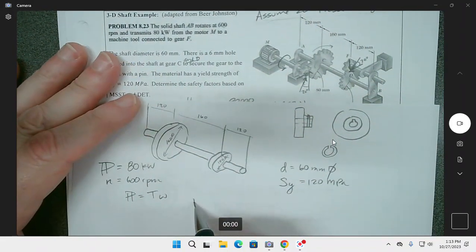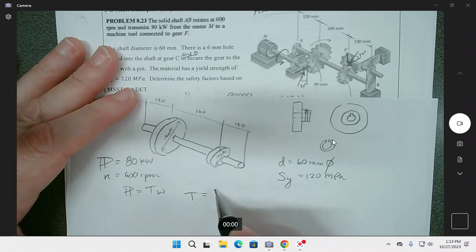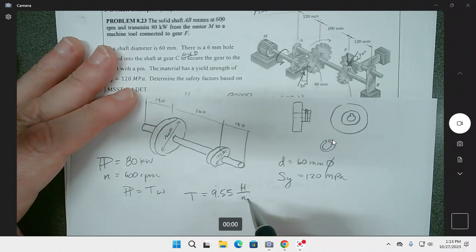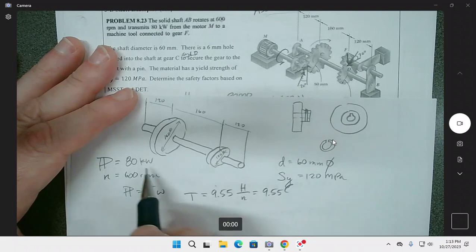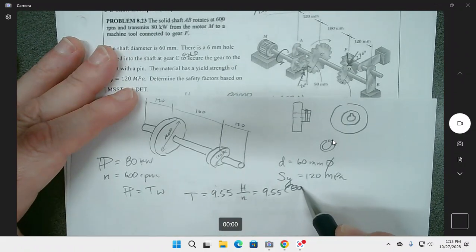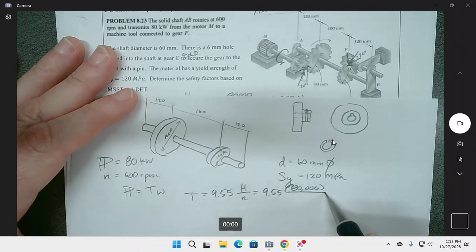So torque is going to be equal to 9.55 H over n. So 9.55, and we were given kilowatts, so that's 80,000, divided by 600.